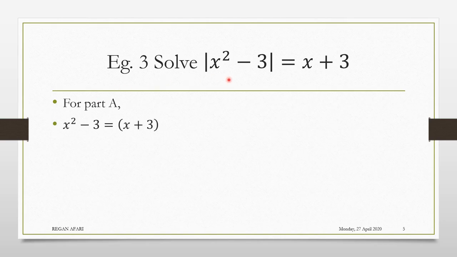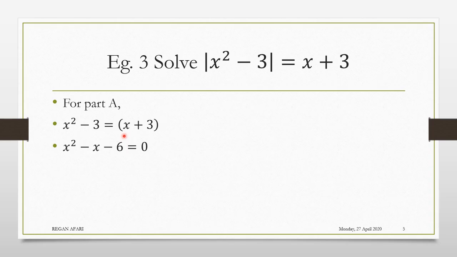Okay, so we have this function. Well, at this stage we would want to consider setting this whole thing to the positive version of this. Okay, that's what we will do. And the b part, we will set this to the negative of this, and then we are good to go. So let's solve for x.